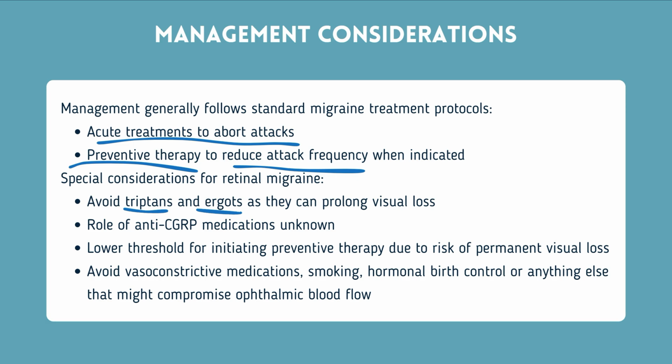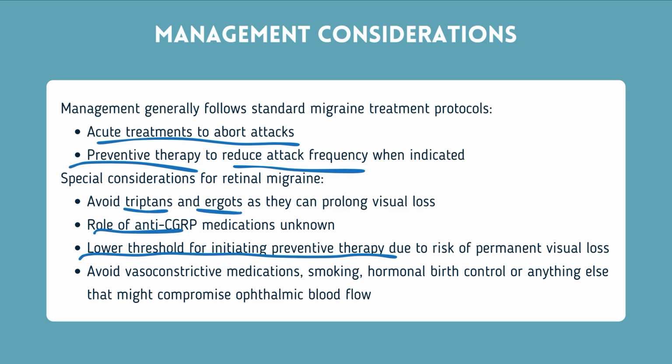For preventive therapy, the standard options for migraine prevention can be considered, including anticonvulsants like topiramate, antidepressants like amitriptyline, beta blockers like propranolol, and calcium channel blockers like verapamil. Also, the role of anti-CGRP medications is currently not known for retinal migraine. There are other special considerations for retinal migraine management, however. Given the potential risk of permanent visual loss, there is a lower threshold for initiating preventive therapy compared to those who have typical migraine with visual aura. While this recommendation isn't based on randomized controlled trials, because retinal migraine is so rare that it's hard to conduct them, it's still a reasonable approach.